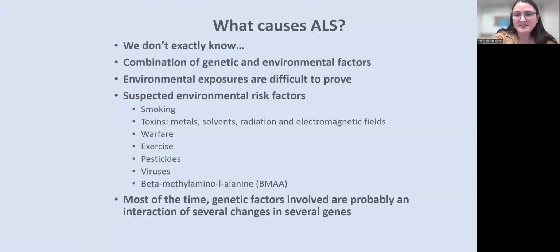Now, as far as the genetic factors go, most of the time, the genetic factors involved in ALS development are probably an interaction of multiple genes in your body. So changes in several different genes mix together with your environmental factors and create this cocktail that causes disease. And so unfortunately, the majority of the time, we don't have a magical test to be able to pinpoint every single little thing that went wrong that led to the condition.